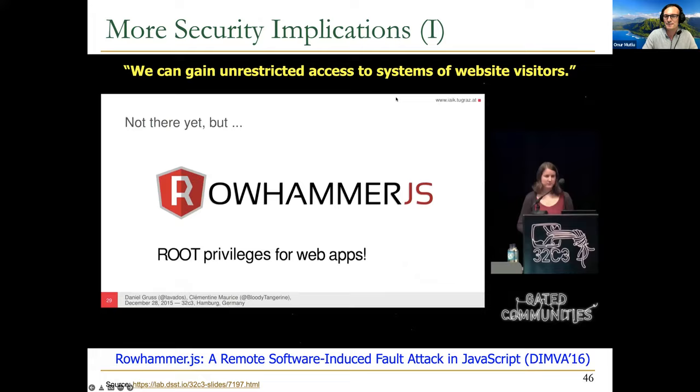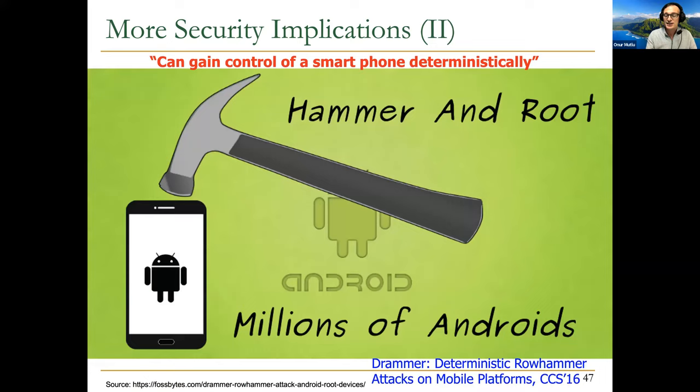These folks from Vrije University in Amsterdam basically wrote an Android app where they exploited the predictable memory allocation patterns of the Android operating system to fool the operating system to allocate pages to locations that they knew are vulnerable to RowHammer, because this app actually profiled those locations early on. As a result, they showed that they can gain control of a smartphone deterministically. So it's very interesting also, and it appeared in CCS, as you can see.